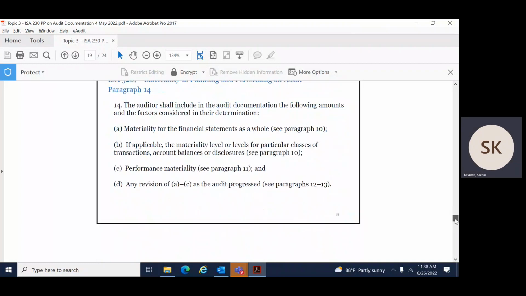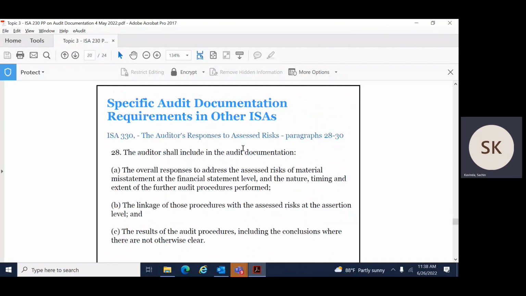Then ISA 330, the auditor's responses to assessed risks. The auditor shall include in the audit documentation the overall responses to address the assessed risks of material misstatement at the financial statement level and the nature, timing, and extent of further audit procedures performed, and the linkage of those procedures with the assessed risks at the assertion level and the results of the audit procedures, including the conclusions where they are not otherwise clear.